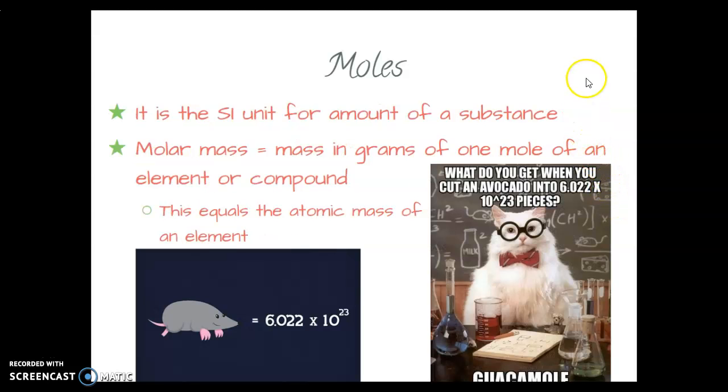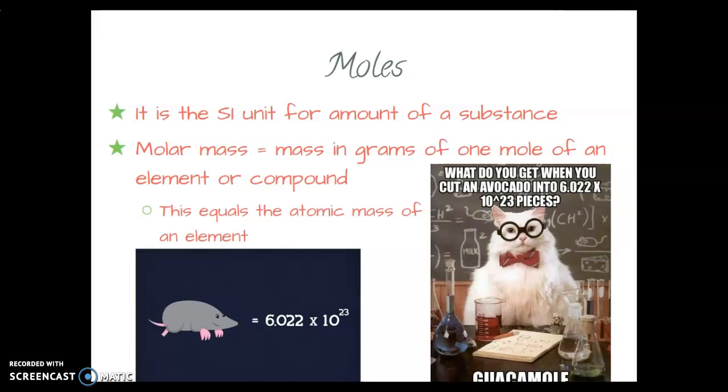Moles are the SI unit for the amount of a substance. The molar mass of a substance is equal to the mass in grams of a mole of an element or a compound. So the molar mass is the same number as the atomic mass, or the mass number. When you're talking about mass number, you're referring to the number of protons and neutrons. When you're talking about molar mass, you're using the same number; it's just telling you how many grams are in a mole of that substance.